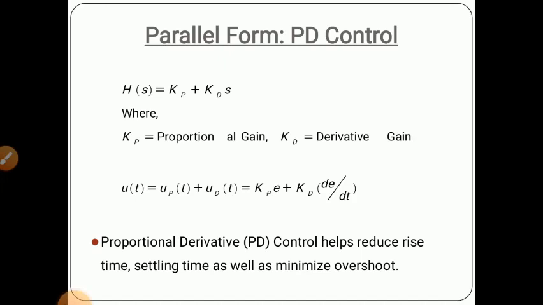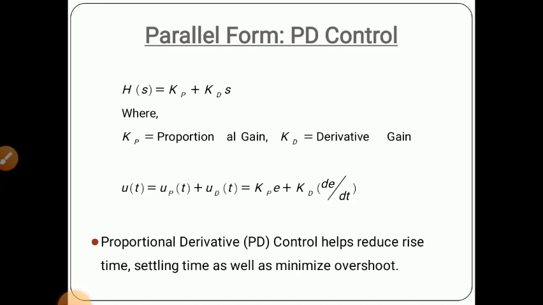Now here the transfer function is H of s equal to Kp plus Kd into s. Kp is the transfer function of proportional mode and Kd into s is the transfer function of derivative mode, where Kp is called the proportional gain and Kd is called the derivative gain. The control signal u of t is the addition of both signals, proportional and derivative, and finally we get the equation Kp into e plus Kd into de by dt. So this is the control action equation.